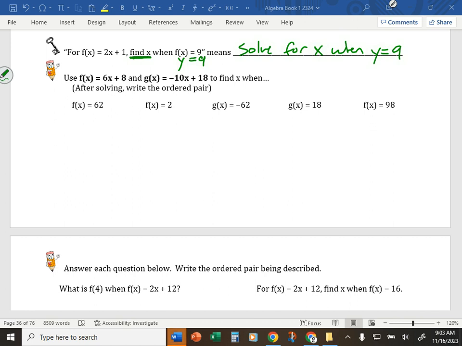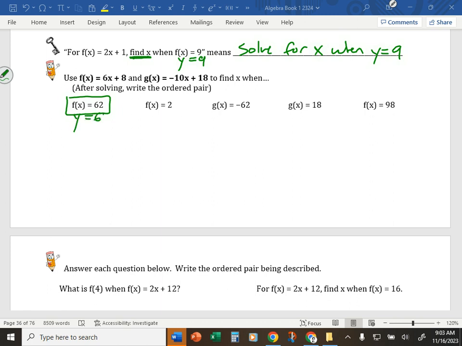And look at the difference in how this is presented to you in these examples, right? In the first part, it was f of 2, f of 0, f of 6, whatever it was, right? It was the letter and then a number in parentheses. You replaced x with that number. Here, remember what f of x equals?